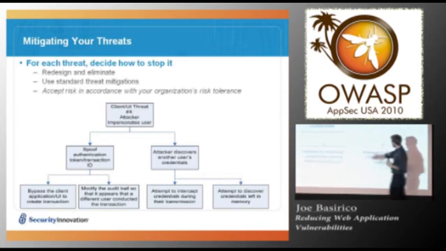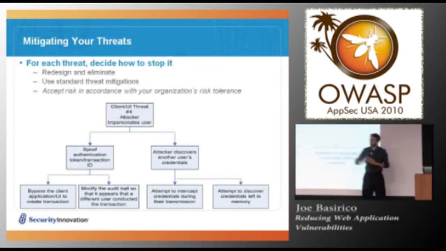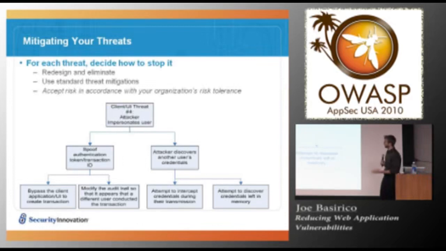And we're going to say, well, we're worried about somebody intercepting credentials during their transmission. So how can we protect our data on the wire? We're afraid that somebody's going to bypass the application UI to create a transaction. Well, how can we mitigate that risk? And after we prune that, we have eliminated this. And how do we do this? We can redesign, or we can add controls in place. We can use standard threat mitigations and things like that.